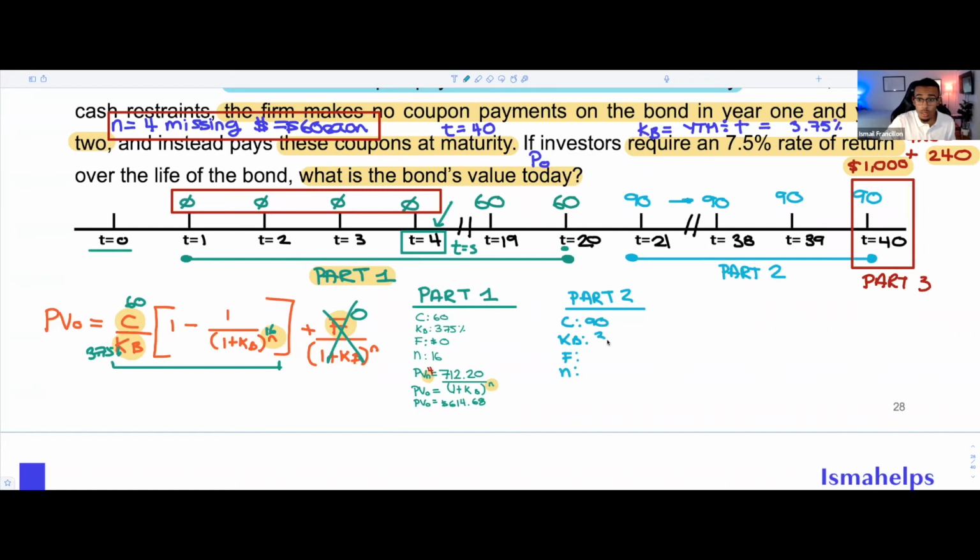Our KB is obviously 3.75. And our F, what is our F? Everybody in the chat, what is our F? Do we have an F just for part 2, just for the coupon payments, not part 3, just for part 2? Do we have an F for part 2? Just for part 2, by the way, so not part 3. What's in red is part 3. So this is in red, part 3.